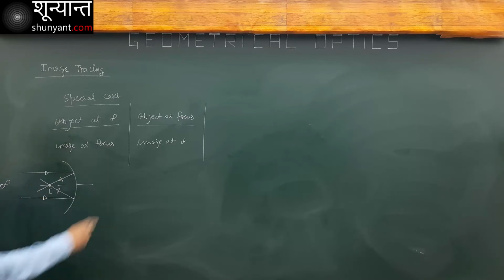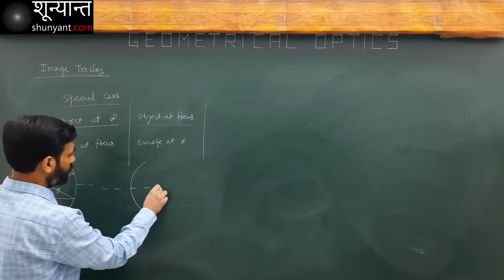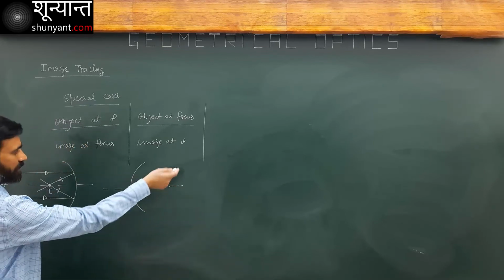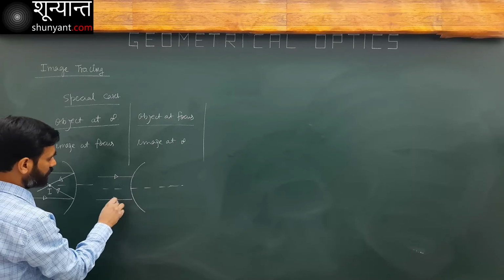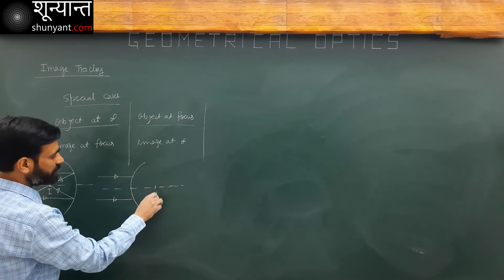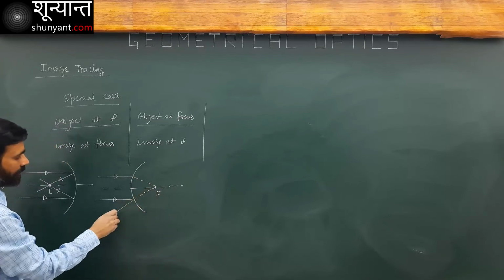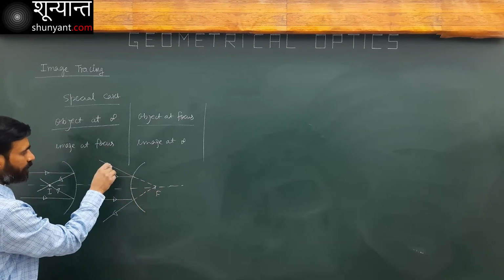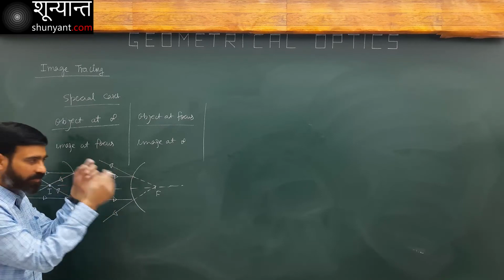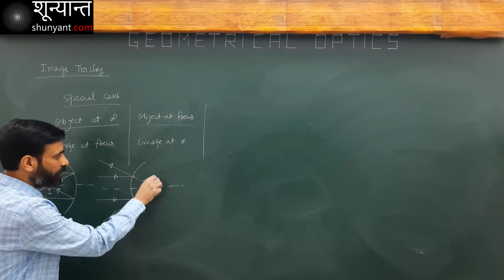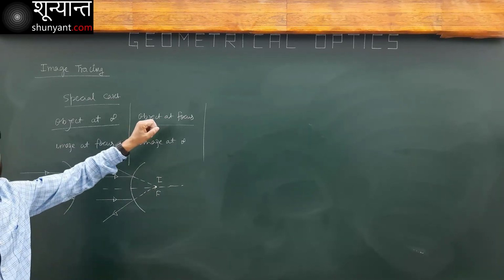Now let's say this is my convex mirror. Light rays are coming parallel to the principal axis. Where is the image? After reflection, all of the light will be diverging from here. When I am standing here, I will receive all the light. It appears to be coming from this point. This point is the image.